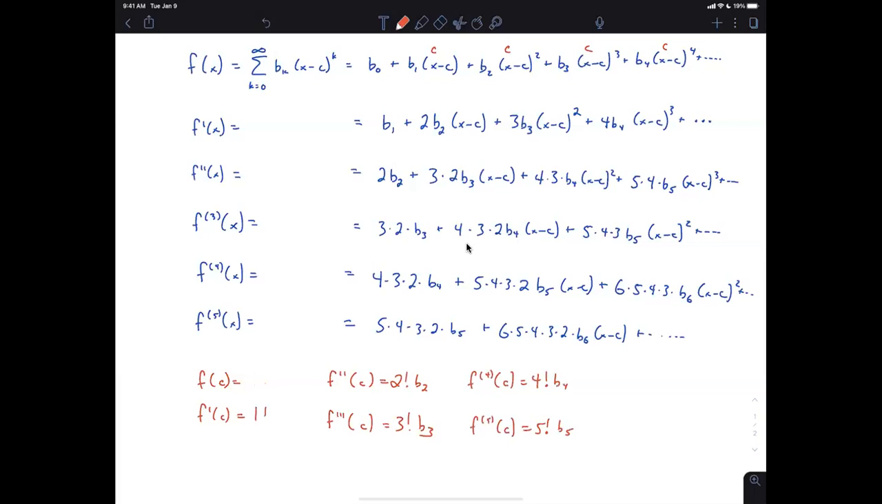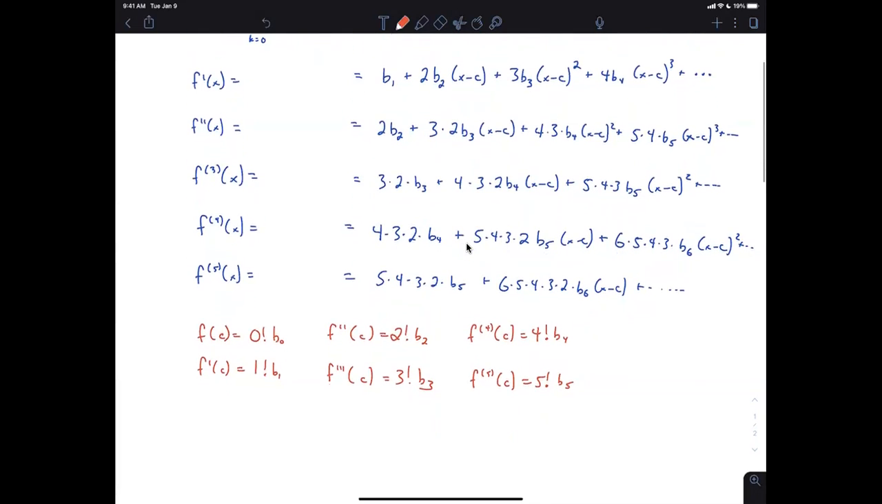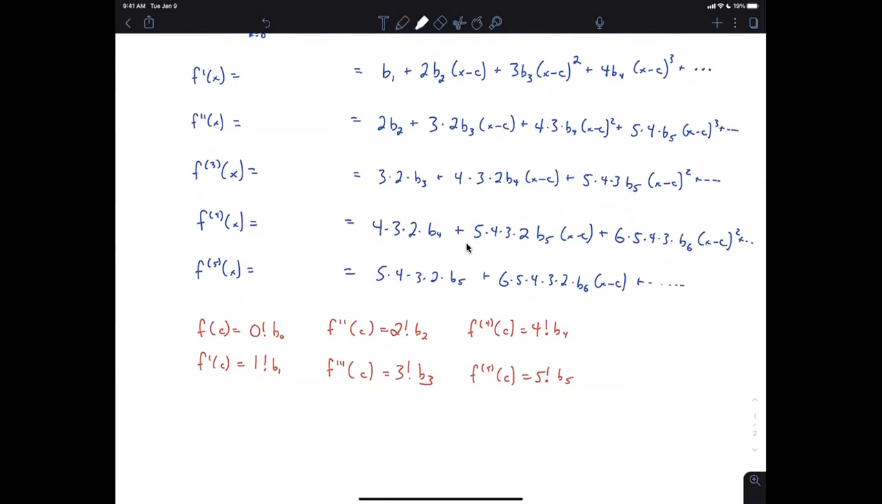And so we can go back and yes, this is b1 and this is b0, but we can write that it's 1 factorial b1 because 1 factorial is 1, and f of c is 0 factorial b0 because we define 0 factorial to mean 1. And so this is a pretty good argument that the k-th derivative of f at c in general is equal to k factorial bk.